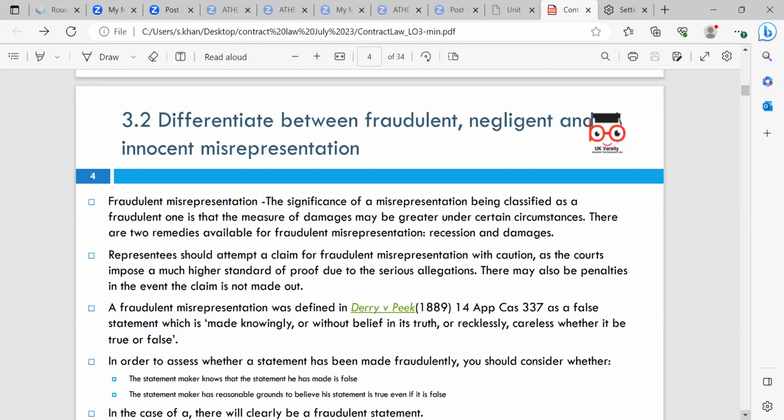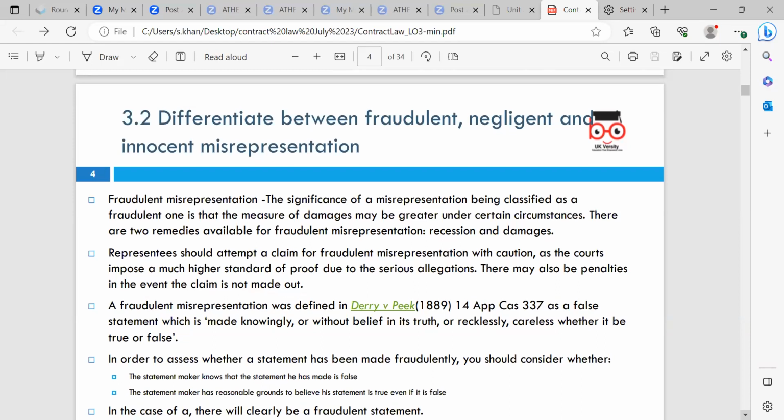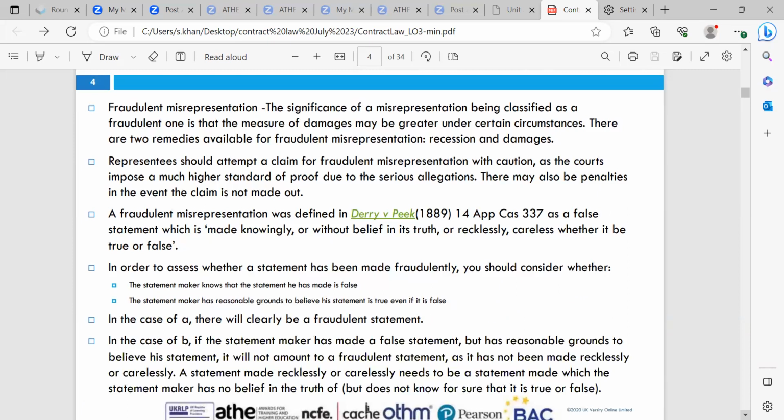A fraudulent misrepresentation was defined in the popular case of Derry v Peek, 1889, 14 App Cas 337, as a false statement which is made knowingly or without belief in its truth, or recklessly, careless whether it be true or false. In order to assess whether a statement has been made fraudulently, you should consider whether the statement maker knows the statement he has made is false. Secondly, whether the statement maker has reasonable grounds to believe his statement is true, even if it is false.